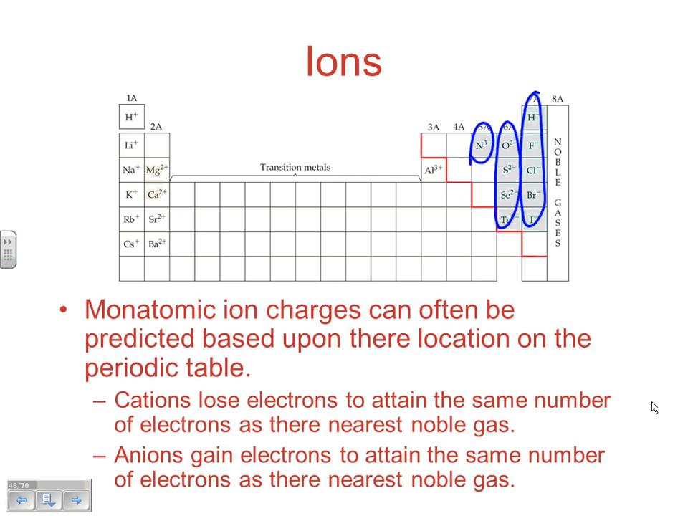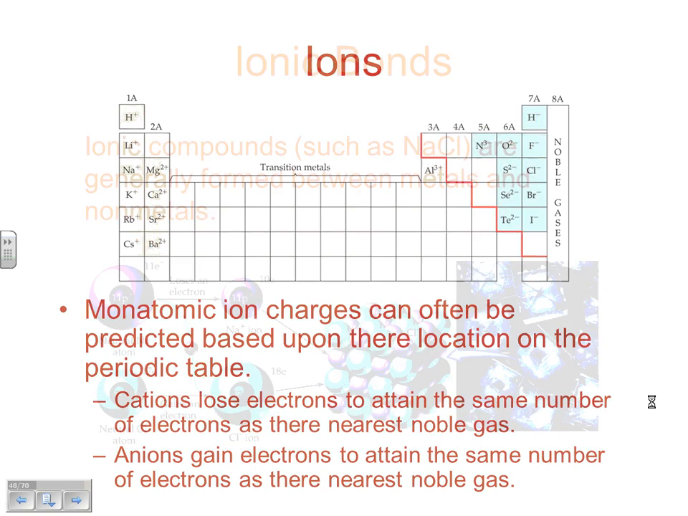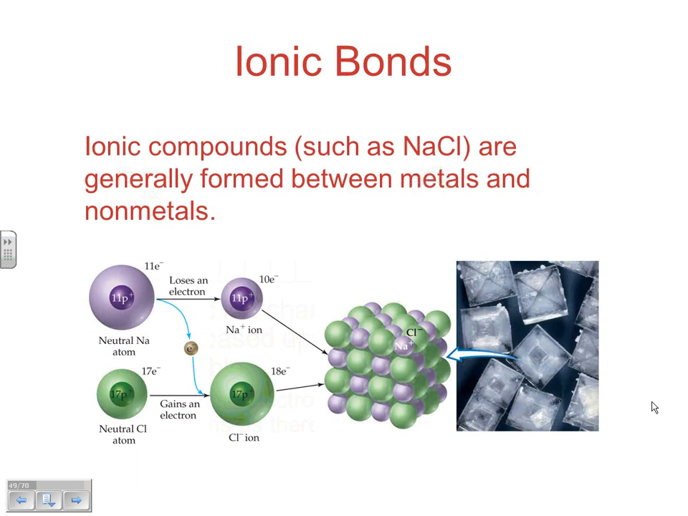On the flip side, your cations, they're losing. So these all lose 1 to be a noble gas. These would lose 2, something like aluminum would lose 3, and so on. So based upon where it's in the periodic table, you can often, for a single atom ion, determine what its charge is going to be. Now when you get into the transition elements, it becomes a little bit more complicated, but we'll be getting into that later in the year.